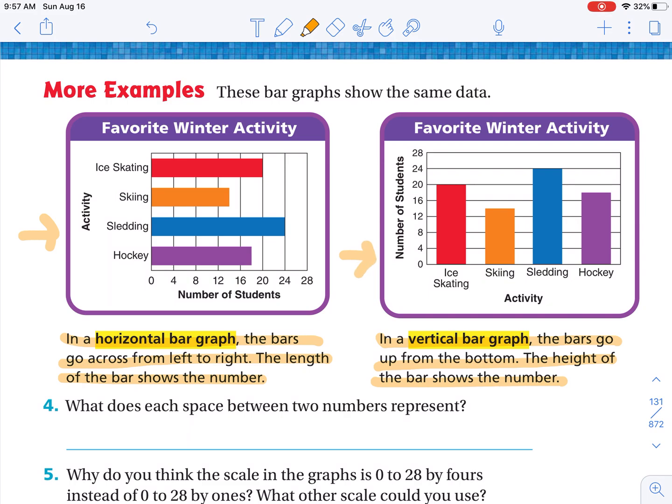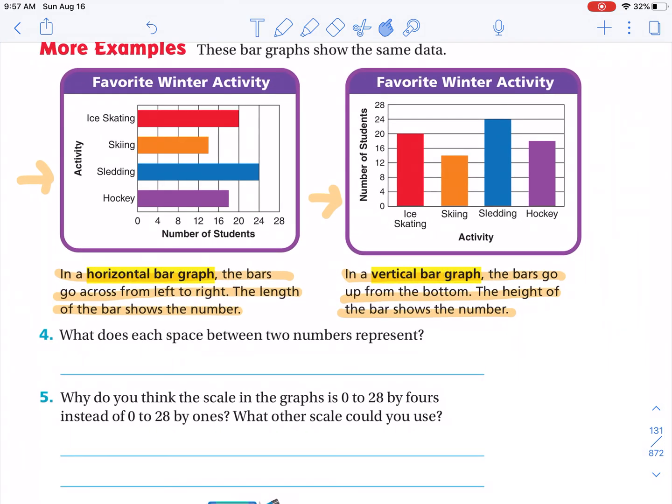Okay? So question number 4 asks us, what does each space between two numbers represent? Well, if I take a look at how my scale is skip counting, it goes from 0 to 4 to 8 to 12, and that's skip counting by 4. So each space between two numbers represents 4 students, because this bar graph is counting students.